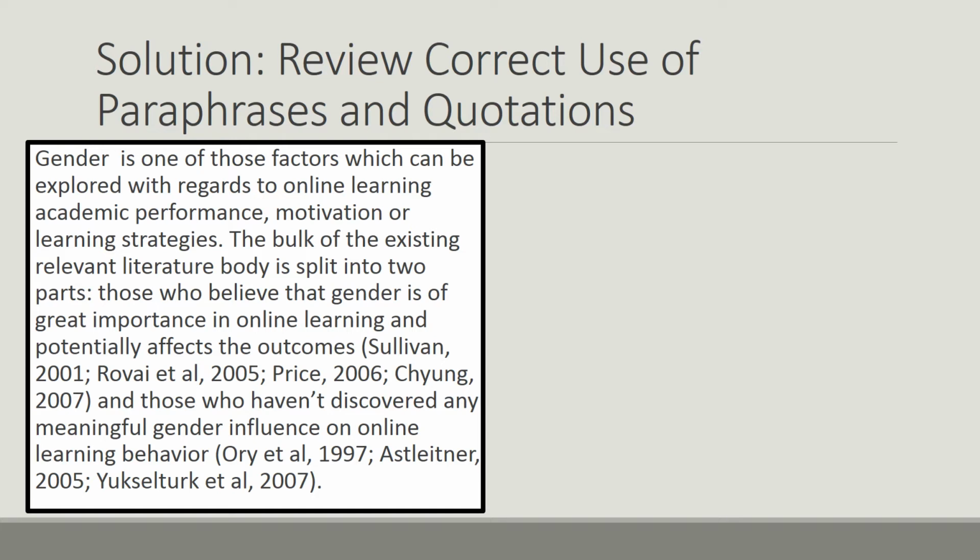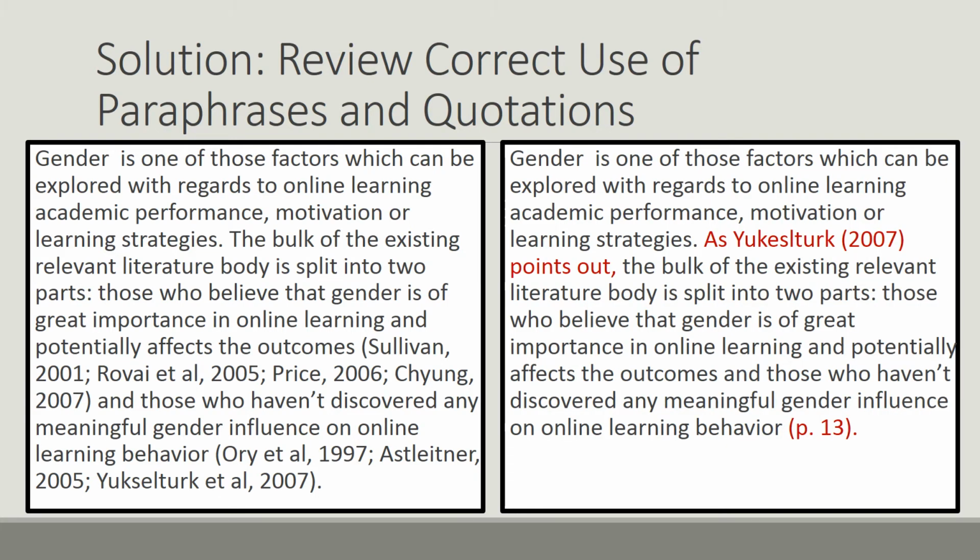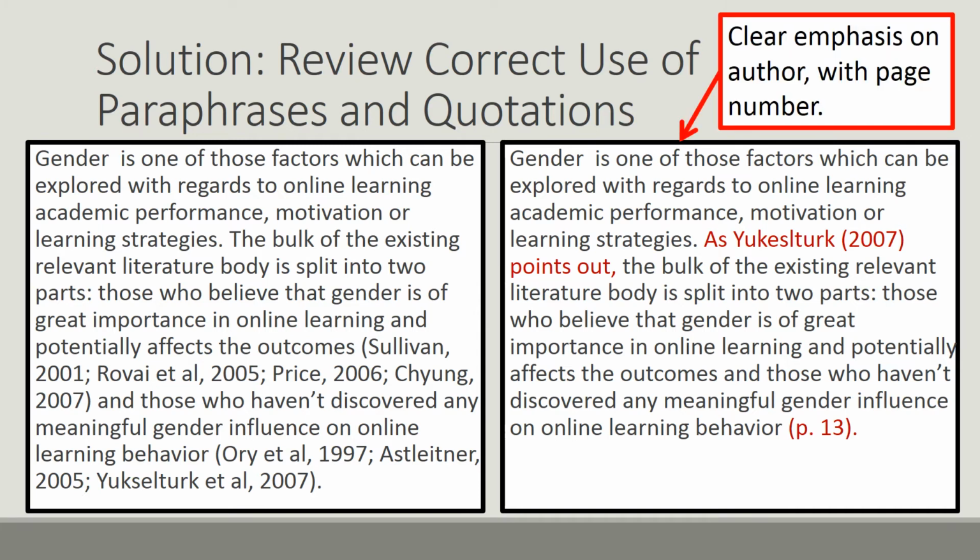In the student example, we said that the biggest problem here is that we don't see that it is Yüksel-Türk's work that is being emphasized here. So how can we emphasize this paraphrase to give it a clear attribution to Yüksel-Türk? We can do that just by adding this author attribution, as Yüksel-Türk points out, and then the point that Yüksel-Türk makes.